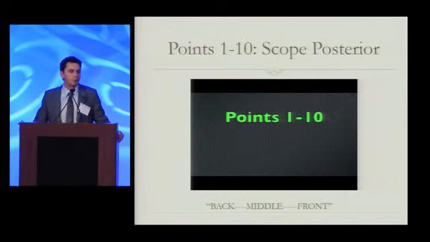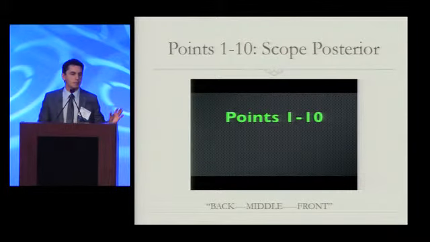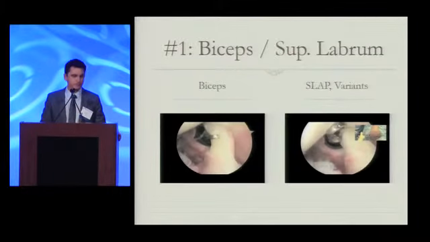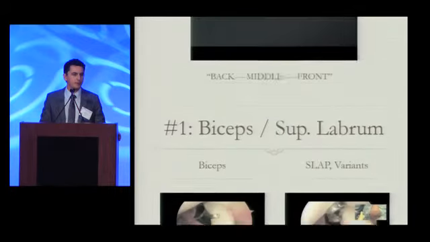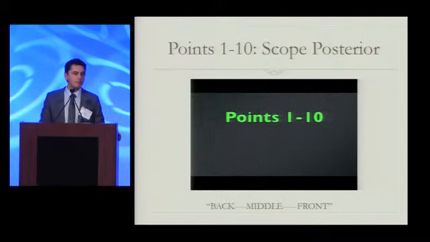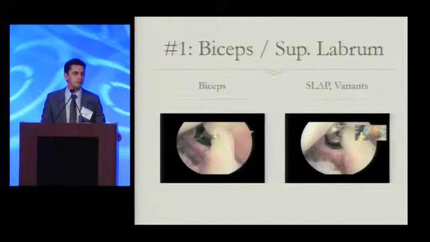So points 1 through 10 is with the scope posterior. It's a somewhat serpiginous way of following yourself around the shoulder, but basically we begin in the back, you go to the middle, and then you move to the front. So step number 1 is going to be the biceps. We're going to grab the biceps, we're going to pull it into the shoulder.